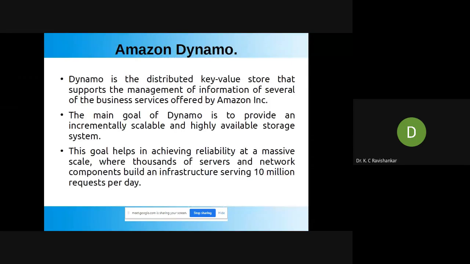So that's about Apache CouchDB and MongoDB. Now the next one is Amazon Dynamo. Dynamo is a distributed key value store. Again, underline this, it is also a key value store that supports the management of information of several of the business services offered by Amazon Inc. So Amazon is using Dynamo. The main goal of Dynamo is to provide an incrementally scalable and highly available storage system.